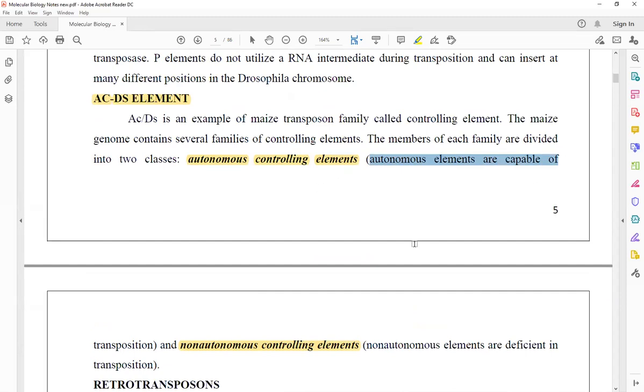Autonomously elements are capable of transposition, okay, from one location to other, whereas non-autonomously transposable elements have a mutation within the transposase, within the gene coding for transposase enzyme. In non-autonomously controlling elements, the gene which should encode the transposase enzyme has a mutation. There has been a mutation in the gene encoding for the transposase enzyme.